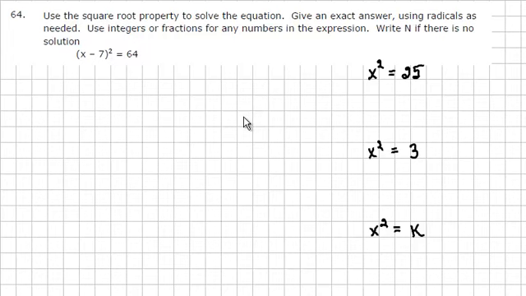Use the square root property to solve the equation. Give an exact answer using radicals as needed. Let's first of all recall the square root property.